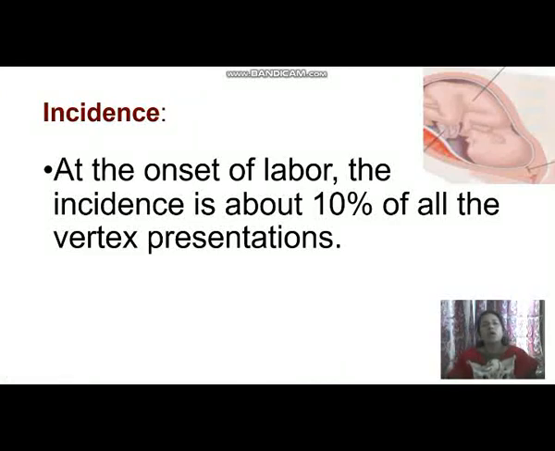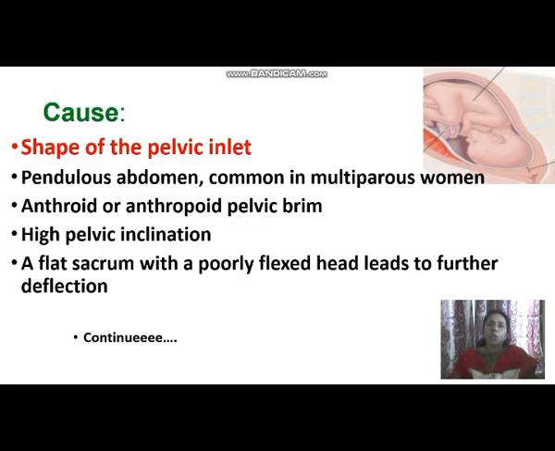The incidence: at the onset of labor, the incidence is about 10% of all vertex presentations. The causes are the shape of the pelvic inlet, that is, pendulous abdomen, which is common in multiparous women. You already studied pendulous abdomen in the previous class. When the abdomen is pendulous, it is pushed forward, so the head, or the occiput, will be placed at the back side. That usually occurs in multiparous women.